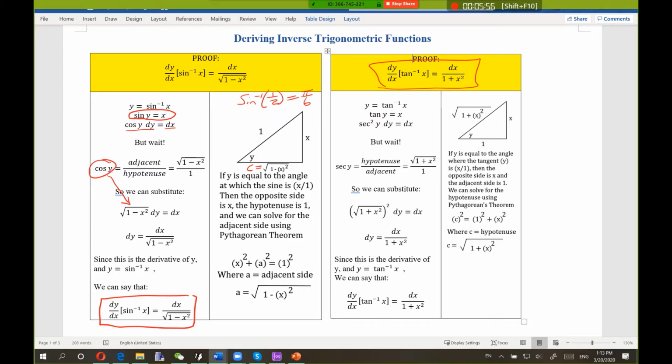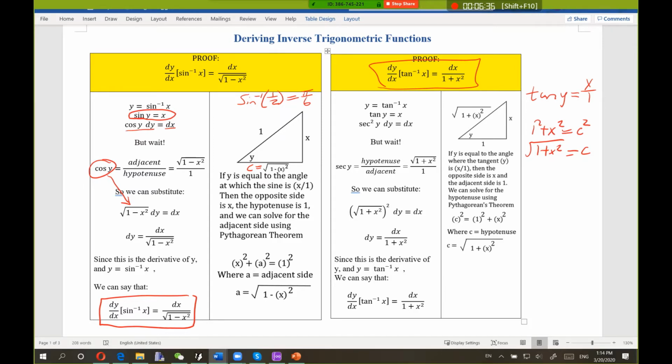If the tangent of y equals x over 1, since tangent is opposite over adjacent, then the tangent of some angle y equals x over 1. So my opposite side for this triangle should be x, and my adjacent side should be 1 if my angle is y. Then I can solve for the missing side using Pythagorean's theorem again: 1 squared plus x squared equals c squared, where c is my hypotenuse this time. Therefore, c is the square root of 1 plus x squared.